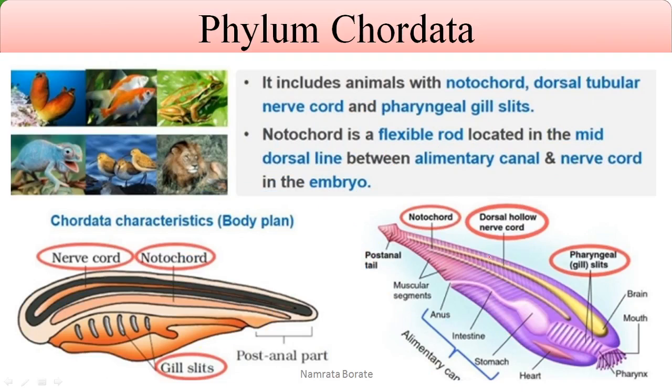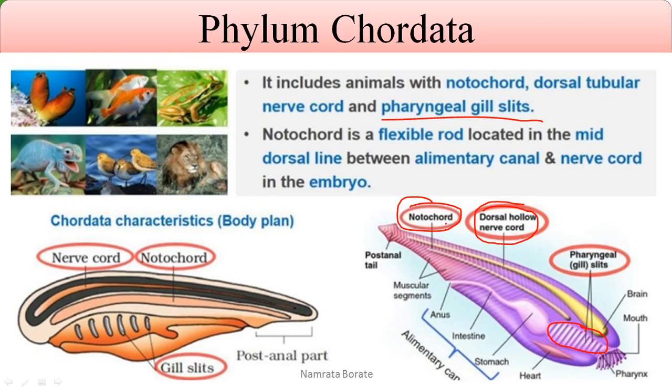Phylum Chordata includes animals with the notochord, dorsal tubular nerve cord, and the presence of pharyngeal gill slits. So you can see here there is a presence of the notochord, the dorsal hollow nerve cord, and the pharyngeal gill slits.